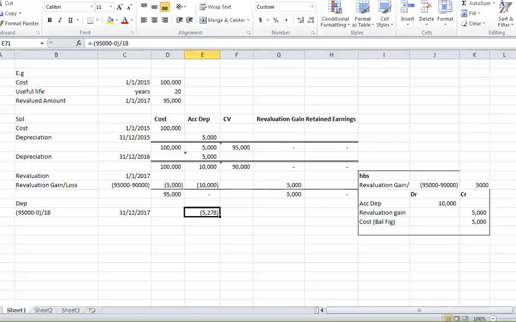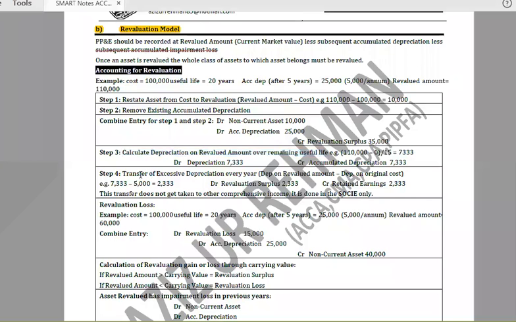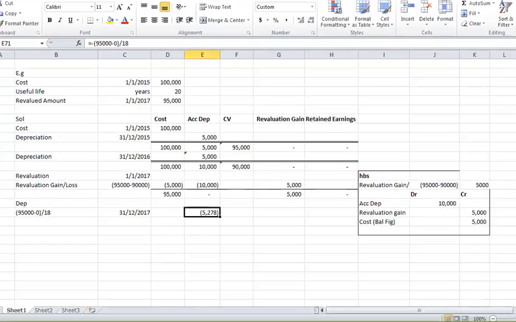Okay, so the next step is a very important step. Transfer the excessive depreciation per annum. So students, please be careful. What was the per annum depreciation previously? You can see in 2015 depreciation was £5,000. In 2016 depreciation was once again £5,000, and now it is 5278. So previously per annum depreciation was 5,000, and now it is 5278.